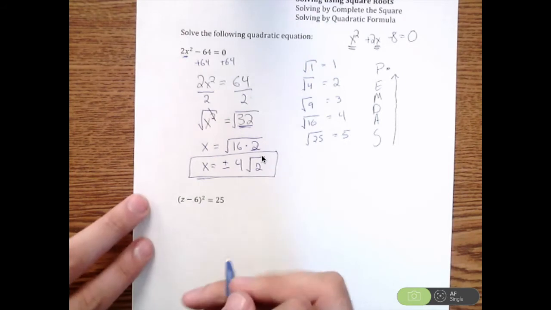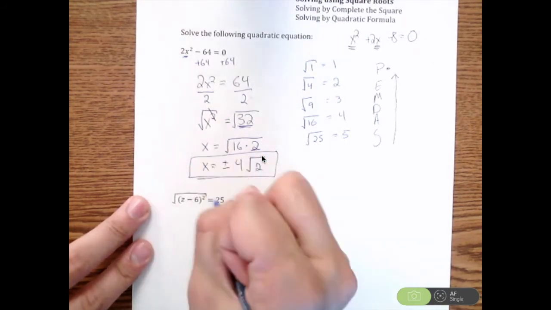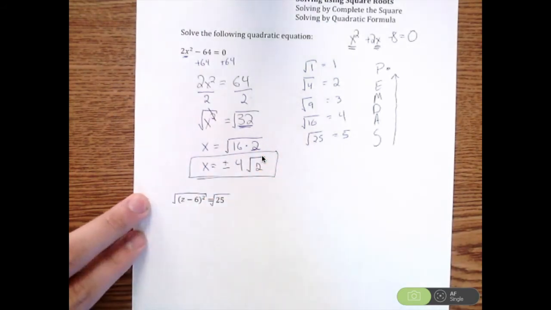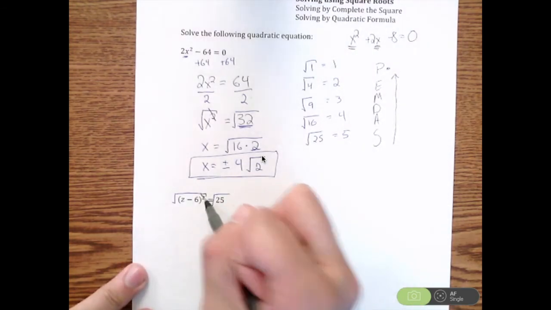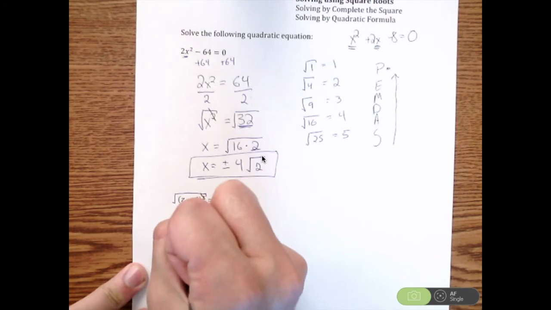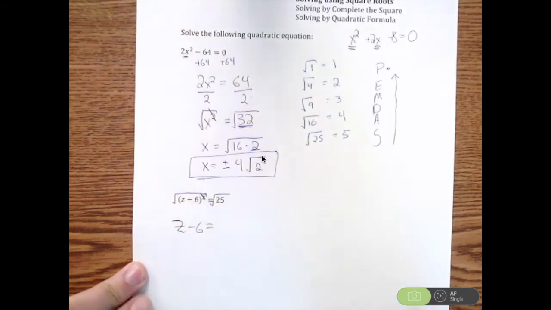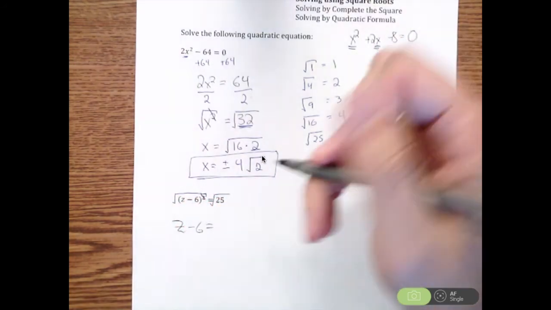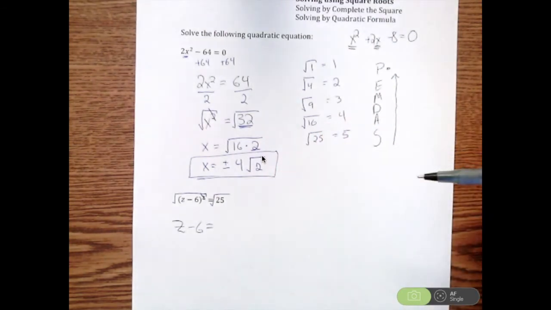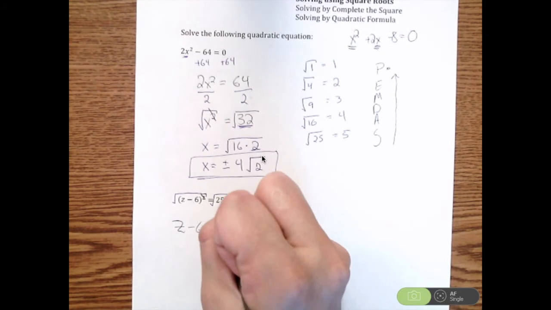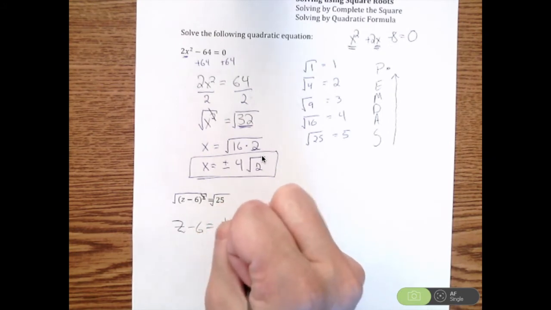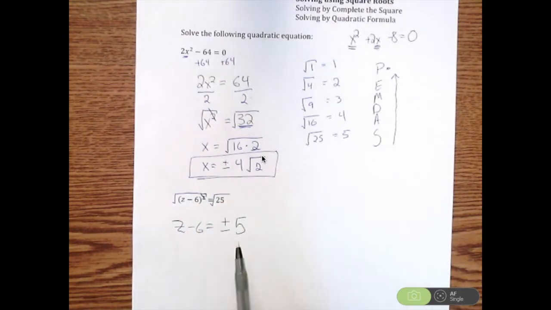So what I'm going to do is take the square root of both sides. Just like before, when you take the square root of a square, those are inverse operations. So we're left with z minus 6. On the other side, I have the square root of 25, and we should be able to do that in our head. The square root of 25 is going to give us positive and negative 5. So we have two different numbers here, positive and negative 5.